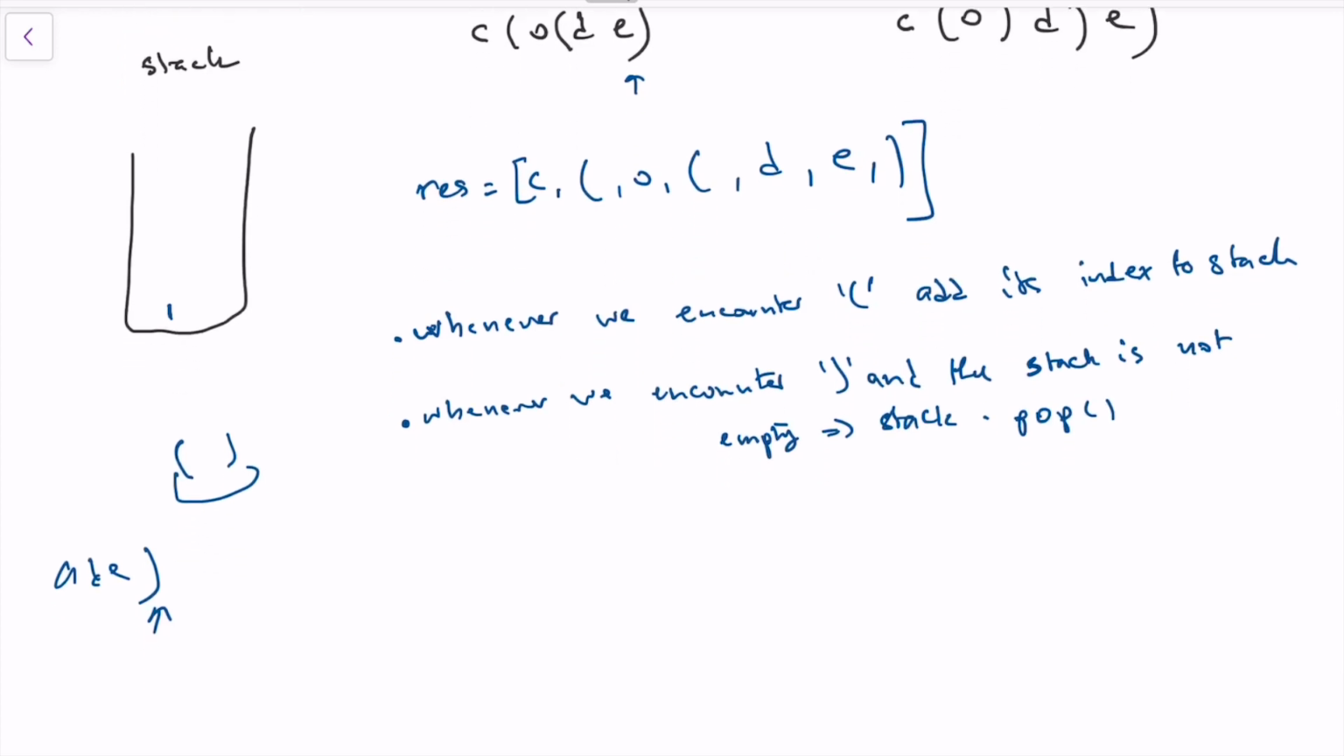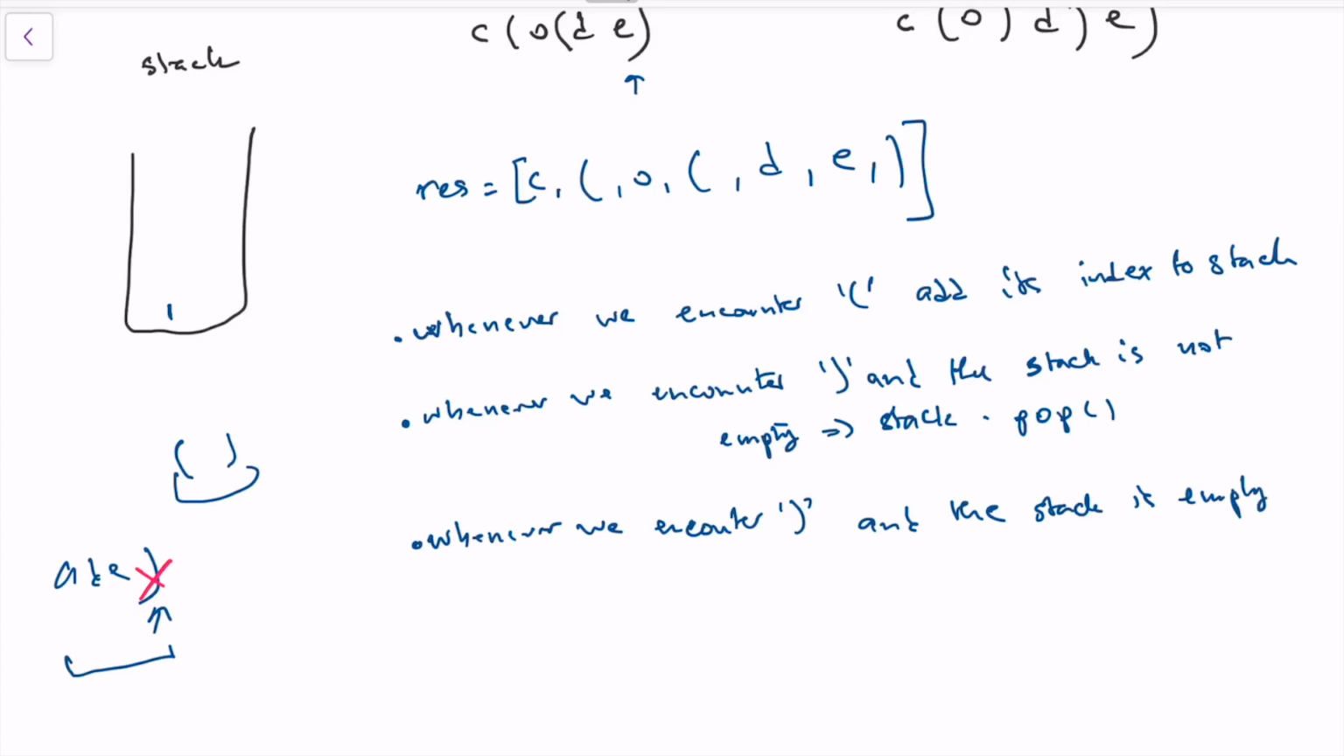Now what I said here is that if we have a configuration like this, that means this is not valid, so we need to remove this one. We need to remove this close parenthesis, right? So the other thing we need to do is whenever we encounter a close parenthesis and the stack is empty, because in the stack we put the position of open parentheses. So if it's empty, that means there is no open parenthesis for that close parenthesis. That means remove that close parenthesis. So how can we remove that close parenthesis?